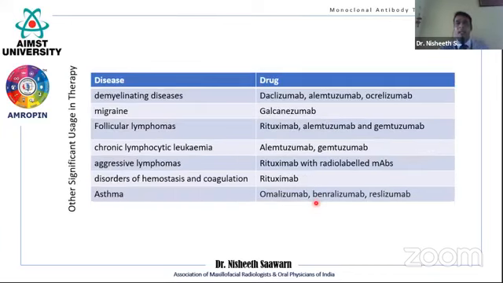And then for demyelinating disease, we have daclizumab. For migraine, we have galcanezumab. For follicular lymphomas, we have rituximab. For chronic lymphocytic leukemia, we have alemtuzumab or ofatumumab. For aggressive lymphomas, we have rituximab with radio-labeled monoclonal antibodies. Remember, I told you about the payloads. And for hemostasis and coagulation disorders, we have rituximab. And for asthma, we are using omalizumab.